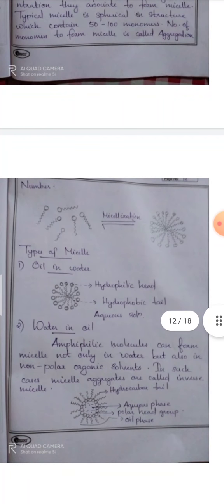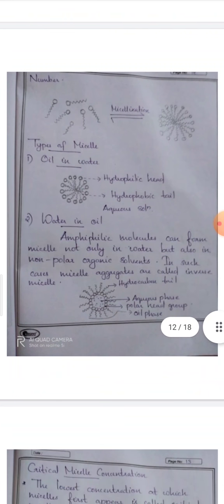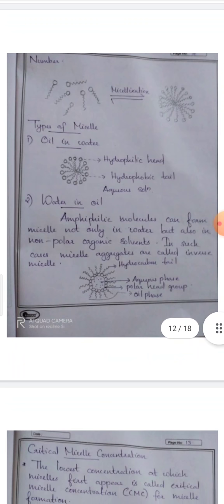This is micellization. Then the types of micelles. Oil in water: that is, the hydrophilic head is pointing outwards and the hydrophobic tail inwards. Water in oil: amphiphilic molecules can form micelles not only in water but also in nonpolar organic solvents. In such cases, the micelle aggregates are called inverse micelles. That is, the hydrocarbon tail is outwards and the head towards the inside.